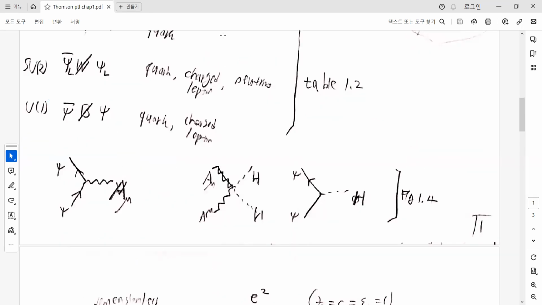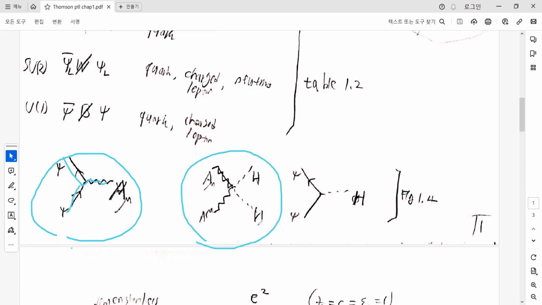Such interactions can be expressed as Feynman diagrams. This is a gauge interaction, with two fermions and one gauge boson. With spin 0 and spin 1, if the Higgs gets a vev, the gauge boson gets mass. In the Yukawa interaction between the Higgs and the fermion, when the Higgs gets a vev, the fermion gets mass.